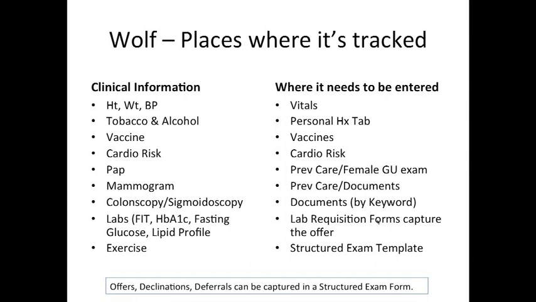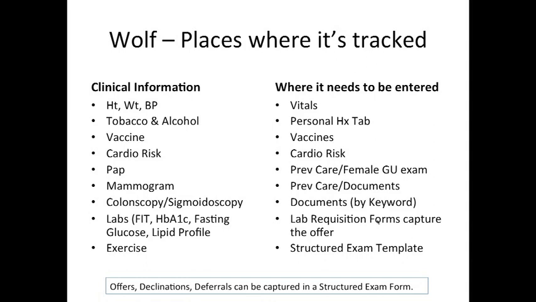So thinking about this in Wolf, Wolf is built in a way that information needs to be entered in a certain area for it to be tracked. Height, weight, blood pressure have to go in the vitals entry area. Tobacco and alcohol go in the personal history tab. Vaccine entry can only be tracked if it's entered as a vaccine, and you have to use the vaccines area there. Cardiovascular risk is assessed and recorded in the cardiovascular risk worksheet.